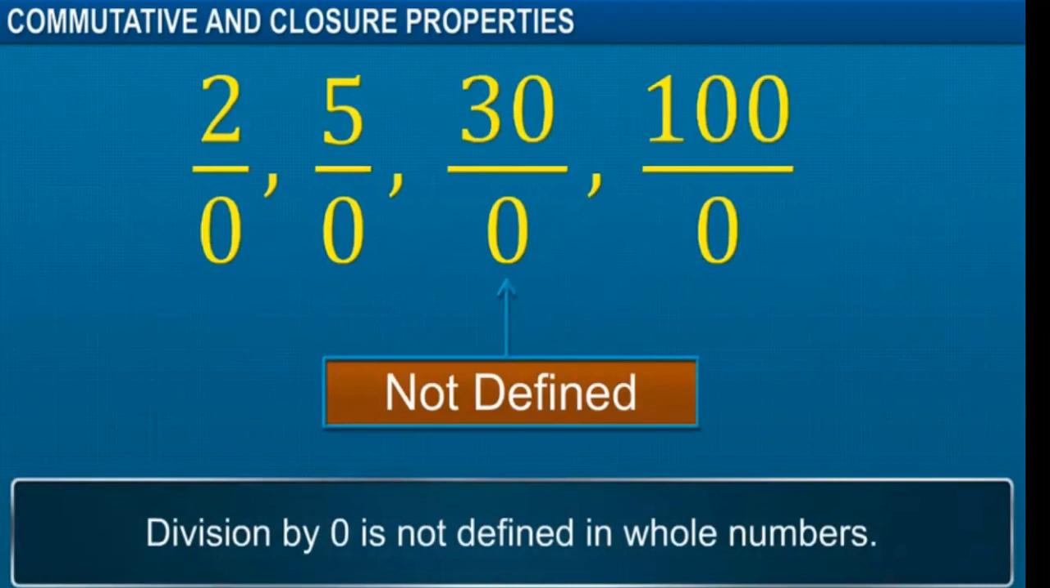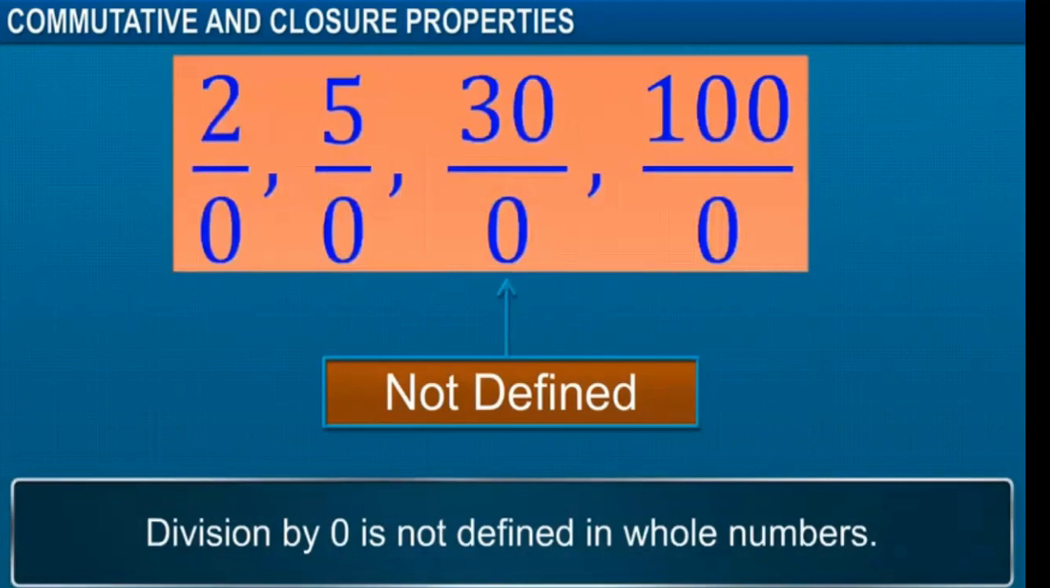Finished. So next thing. The reason why whole numbers are not closed under division is the fact that division by 0 is not defined in whole numbers. If we divide a number by 0, the result is not defined; that is, we cannot say what the answer is. So divided by 0 is not defined in whole numbers.